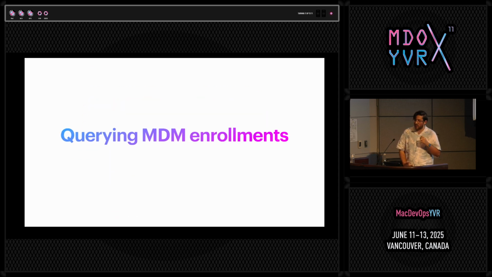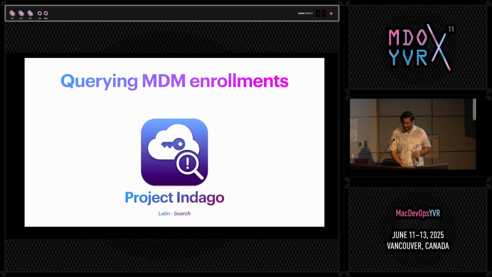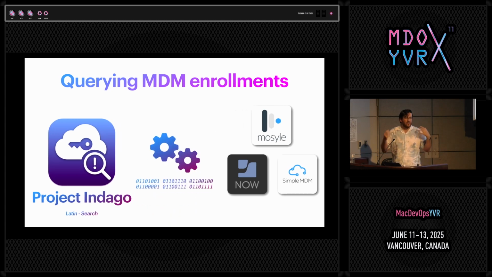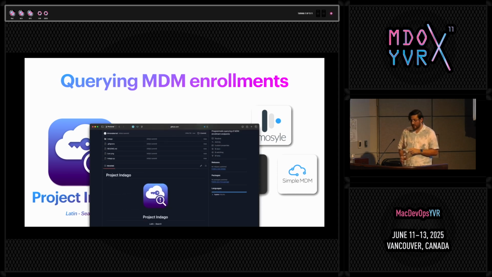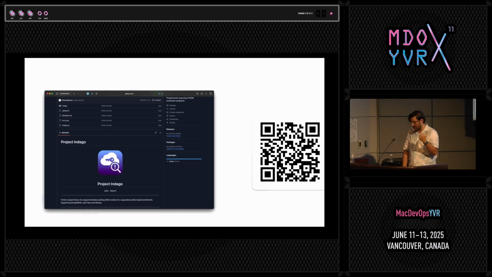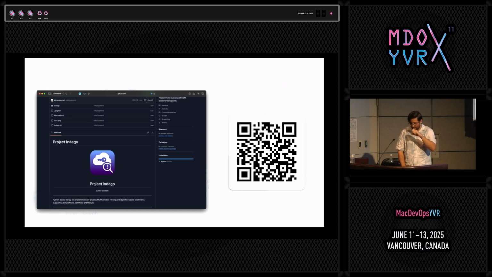Based off of this, let's query some MDM enrollments. How do we actually find these unauthenticated enrollments? I developed a utility called Project Indigo, and it works on Mosyle, Jamf Now, and SimpleMDM. The general idea is it's going to generate random numbers and figure out which ones are valid enrollments. Then, based off that, it queries a bit further and sees: is there authentication? Are we actually able to get in and download profiles? The utility itself is on GitHub. It's just there for educational purposes. It's not meant to be used in a malicious way. I also have a QR code here, and there's going to be a QR code at the end of the slides as well.